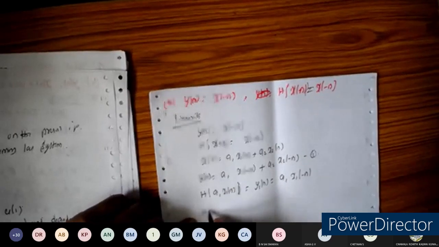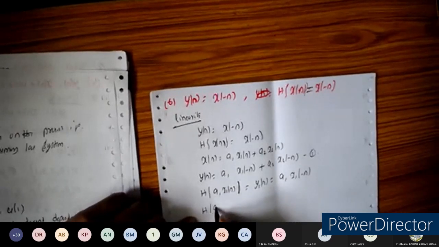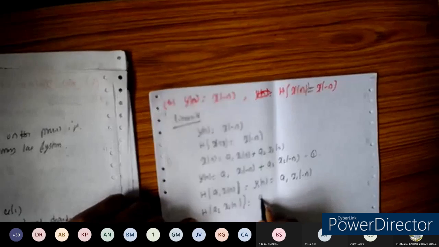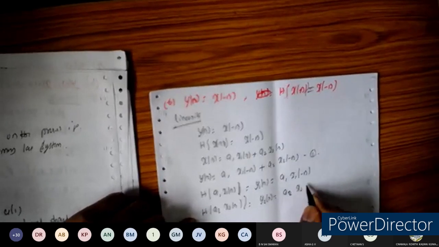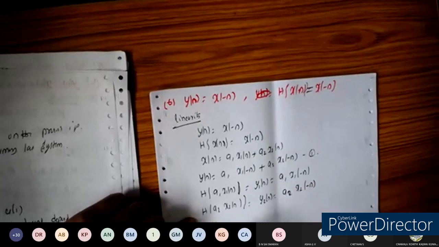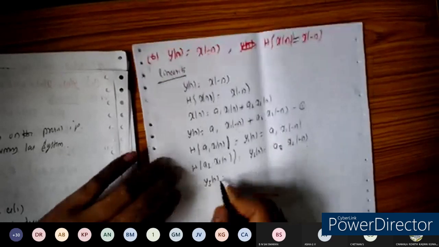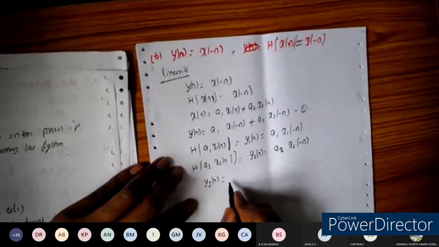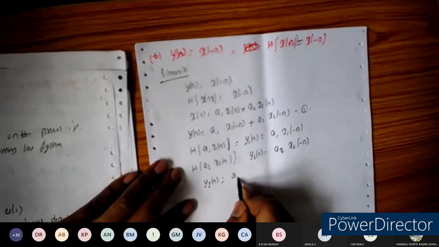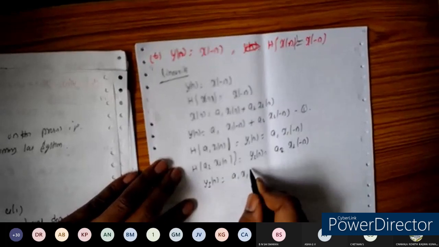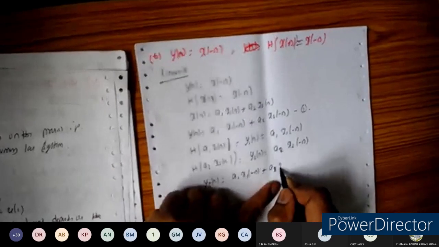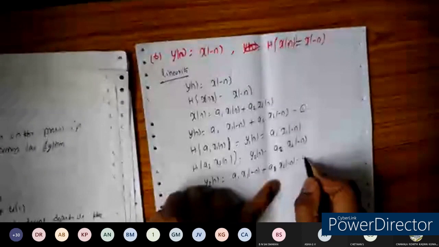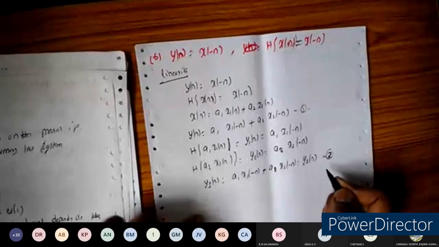Similarly, I'm going to give a2 into x2 of n as the input here. The output will be y2 of n, equal to a2 into x2 of minus n. Let us find the system, that is y3 of n, which is equal to a1 into y1 of n plus a2 into x2 of minus n, that is a2 into y2 of n. Call this equation number 2.